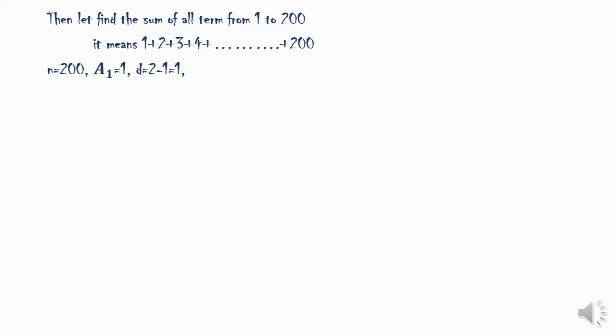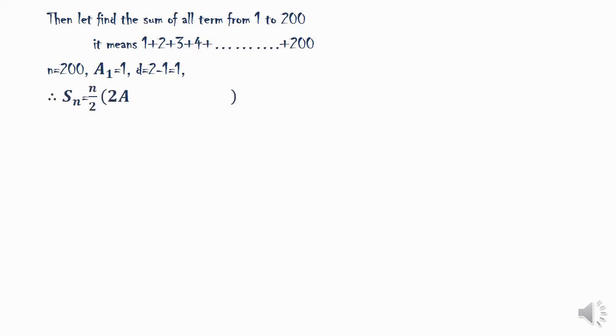The common difference is found by taking the next number minus the previous number. You get the common difference. As you see there, our common difference is 1, because when you take 2 minus 1, when you take 3 minus 2, when you take 4 minus 3, also you find that your difference is equal to 1. So the common difference is 1.